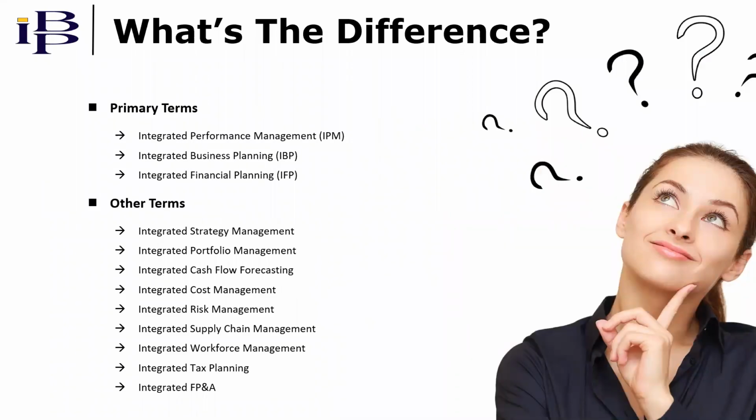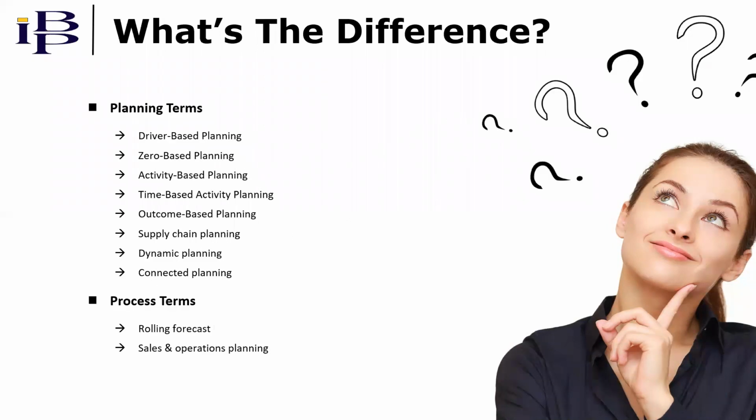One of the confusing things in the industry is that there's a whole bunch of terms about integrated planning or integrated business planning, integrated financial planning. You can see them on the screen. And the question I get is, what's the difference between all these things? Like, if it's integrated, shouldn't it really be integrated? So what we're going to talk about today is a framework that brings all these things together.